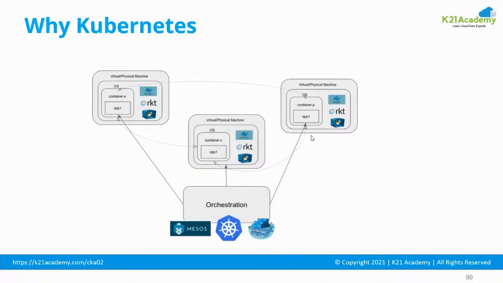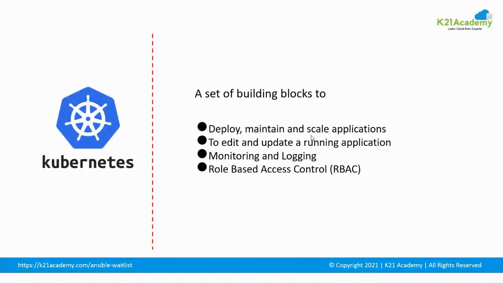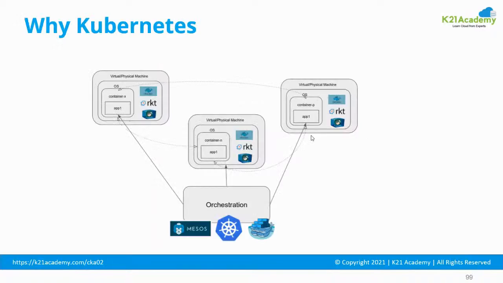So Kubernetes is nothing but a set of building blocks which is used to deploy, maintain, and scale applications. You can deploy your application, you can manage your containers, you can run your applications. You do monitoring, you do logging, you do security. Everything that you need from an application infrastructure in order for you to run an application is being handled by Kubernetes. But why do we need Kubernetes?